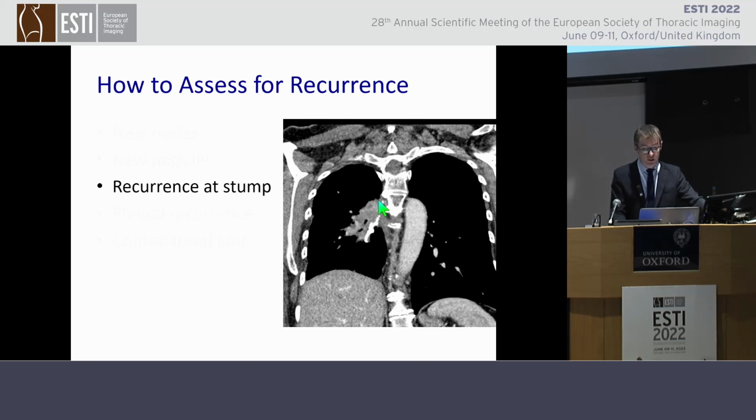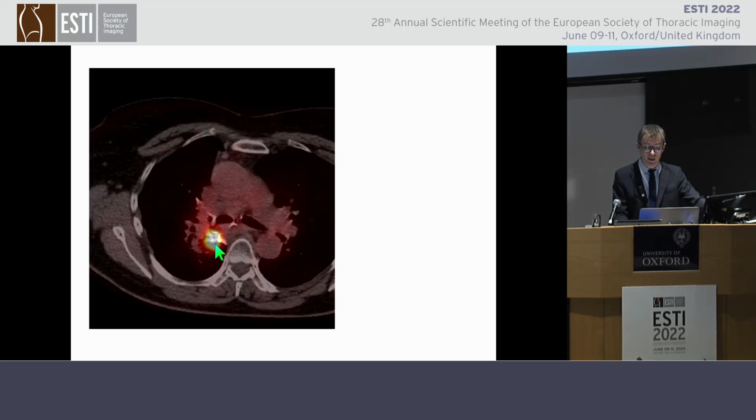When you see recurrence at the bronchial stump, it's usually quite obvious. That may mean you've missed it on a previous CT, but when you see it, it's usually relatively obvious. So this patient had recurrence at a right upper lobe sleeve resection, had positive margins, and so had radiotherapy. So high risk, a high chance of having recurrence. You can see the recurrence here adjacent, very significant soft tissue thickening, and we confirmed this on PET-CT.